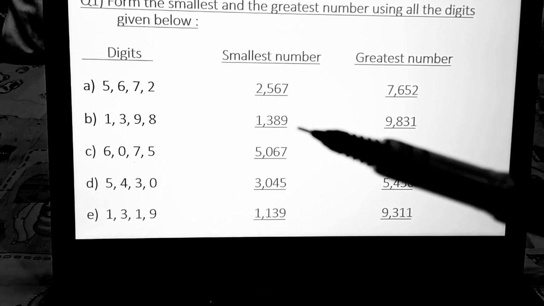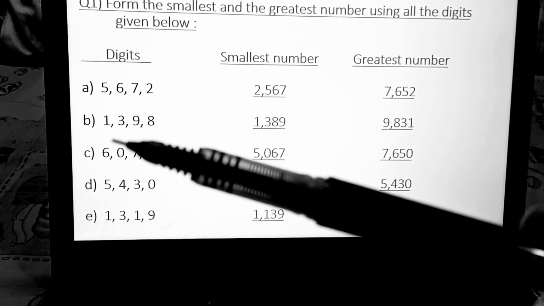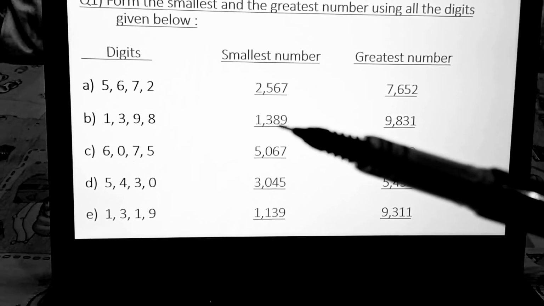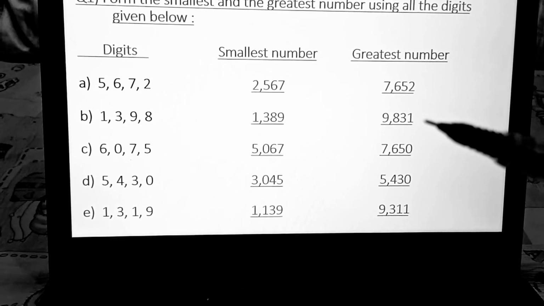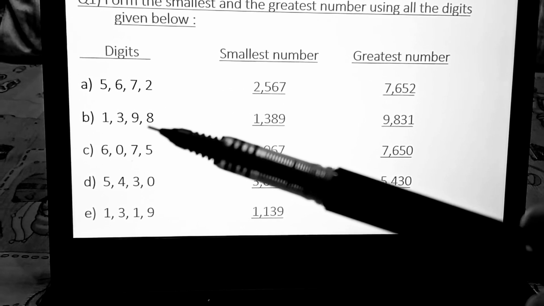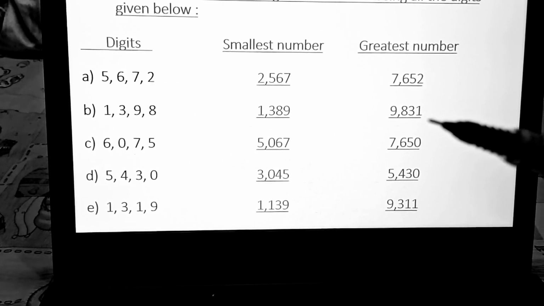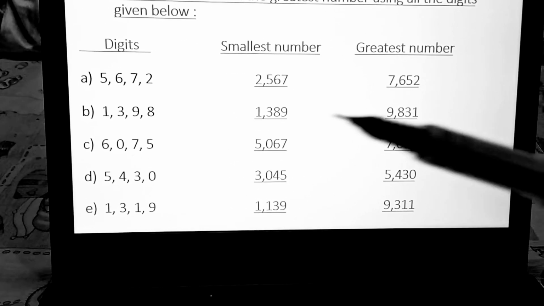Now next our digits are 1, 3, 9 and 8. So you have to form the smallest number, children. Which is the smallest digit? 1, then 3, then 8, then 9. So 1389. Now greatest number, start writing in descending order. 9, 8, 3, 1. So our greatest number is 9831.